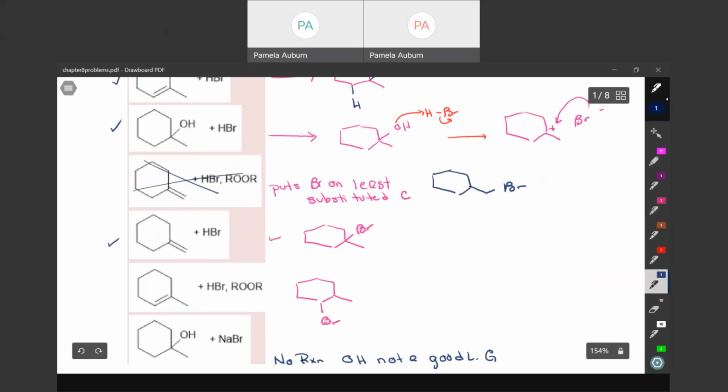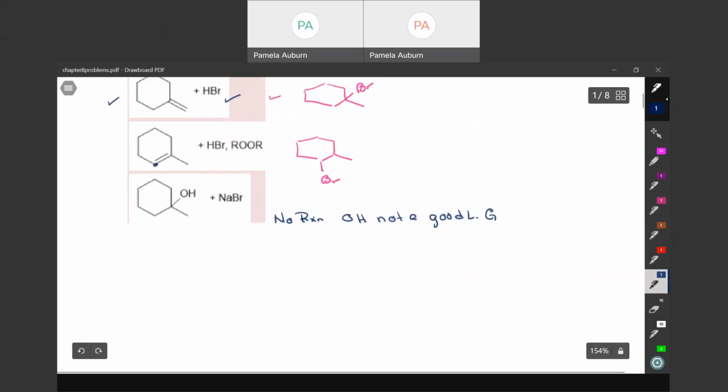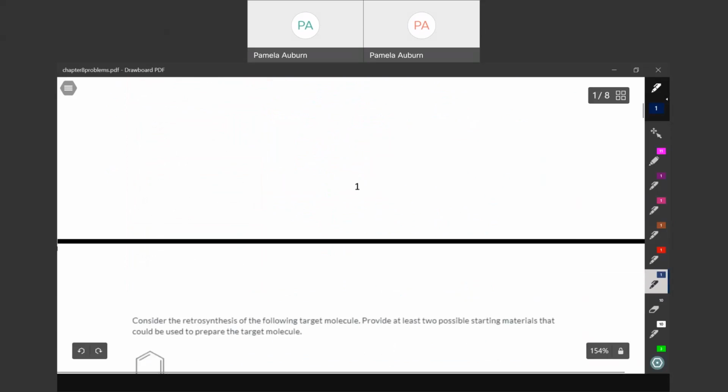So that's not an option. In the next case, it's another example of Markovnikov addition, so this one would work fine. Then if I have HBr and peroxide, it would put the bromine over there. So that's not going to give me anything. And then this last one, you have to do something to the alcohol to make it a good leaving group. You either have to turn it into the tosylate or protonate it, but in this case, nothing is going to happen because that alcohol is just not a good leaving group. So that was the problem number 5.